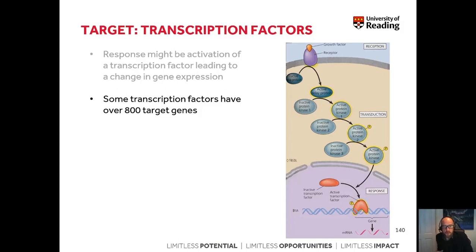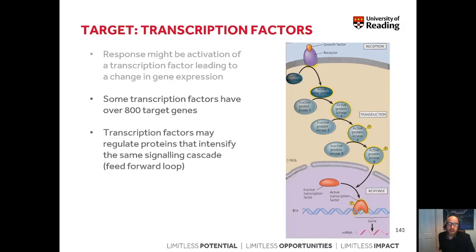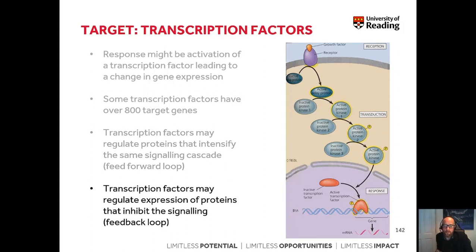And some of those proteins, called transcription factors, have over 800 target genes. Moreover, transcription factors can also regulate proteins that intensify the same signaling cascade. We are referring to this as a feed-forward loop. So, for example, activation of the transcription factor may increase secretion of the ligand, and we have the amplification of the signaling pathway here as well.